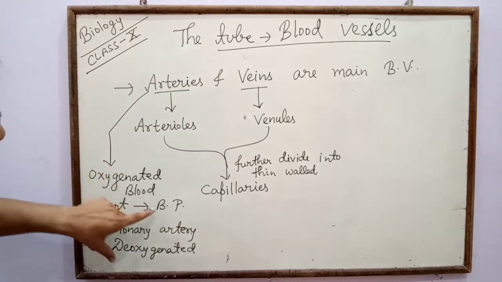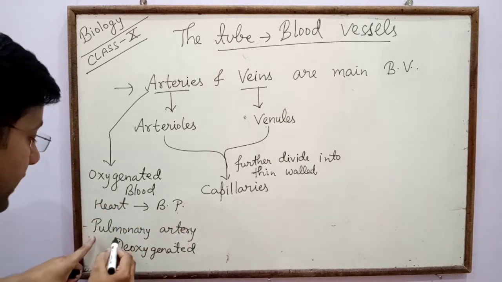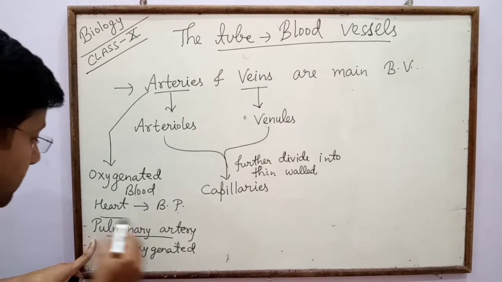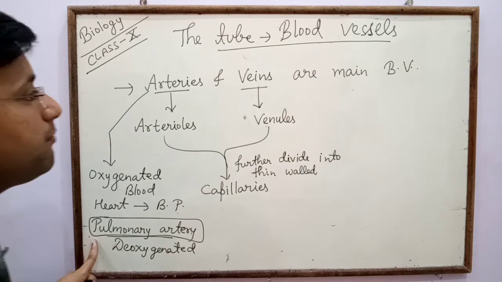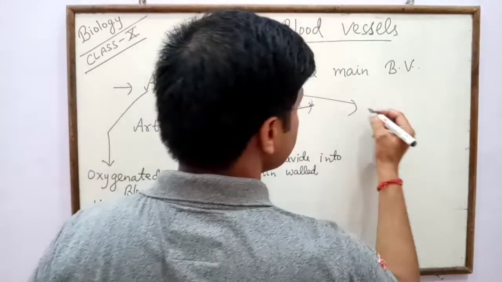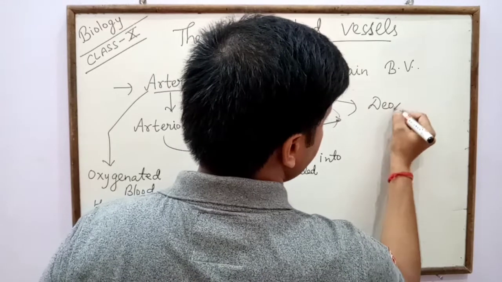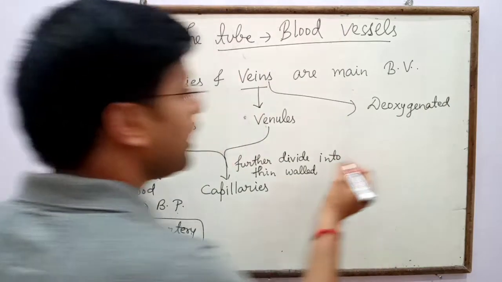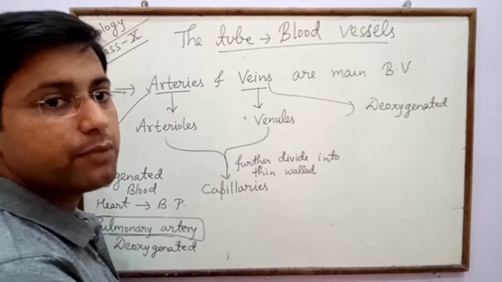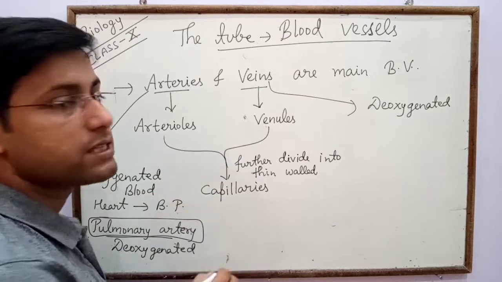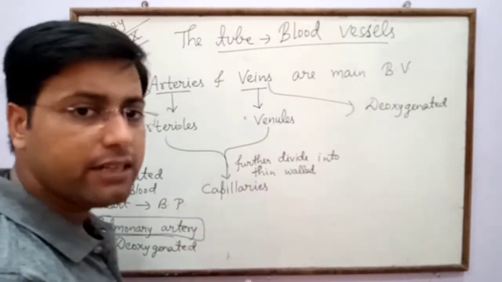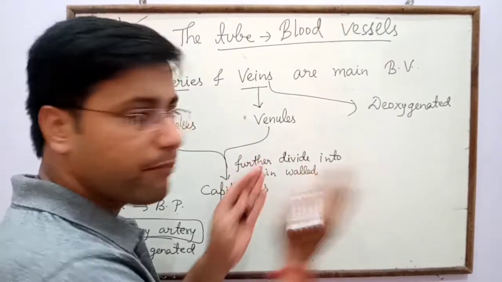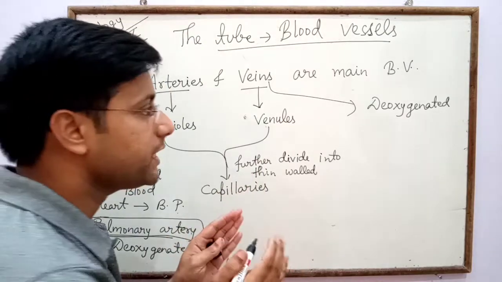They conduct oxygenated blood from the heart to body parts, and except the pulmonary artery, all the arteries carry oxygenated blood. This is very important. And in the case of veins, veins conduct deoxygenated blood. The color of deoxygenated blood is darker than oxygenated blood. Oxygenated blood is light in color, while deoxygenated blood is dark. So this is the main comparison between oxygenated and deoxygenated blood.